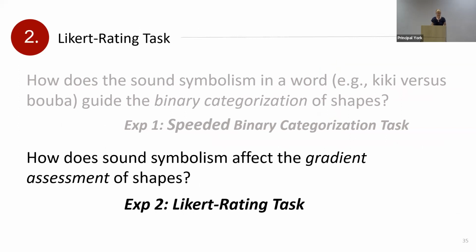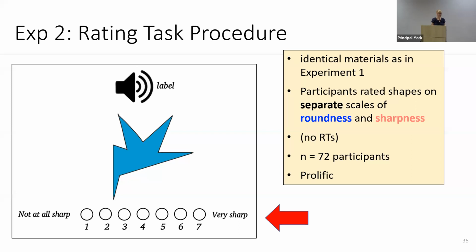In the last 2 minutes, I'm going to tell you about the second experiment. Namely, what if we take the same sounds and the same shapes and change the task into a Likert rating task? Do we still get these kinds of effects? So now people again saw the shapes and heard the sounds, but they instead rated the shapes either on a scale of roundness or a scale of sharpness, 7-point scale. We didn't measure RTs because prior work suggests reaction times with these Likert scales are really hard to interpret. We had 72 new people.